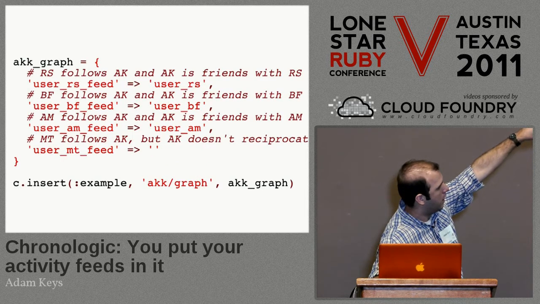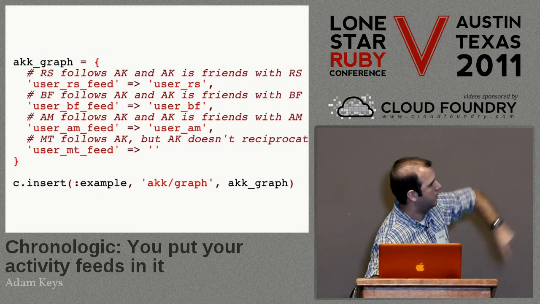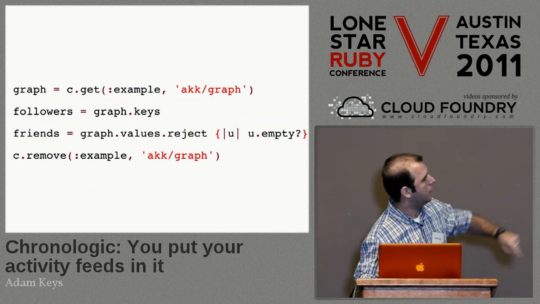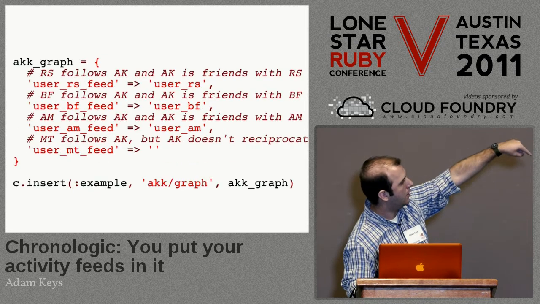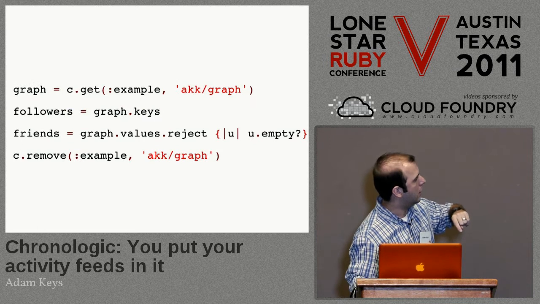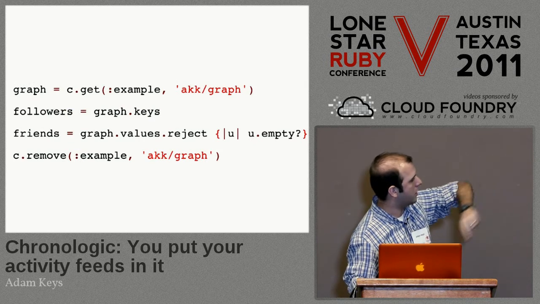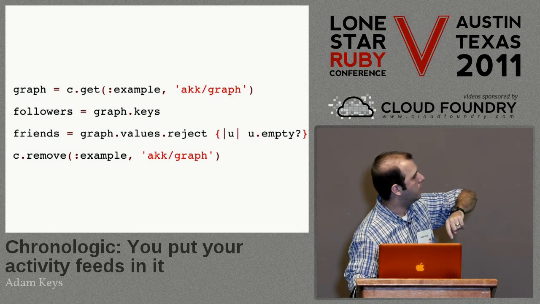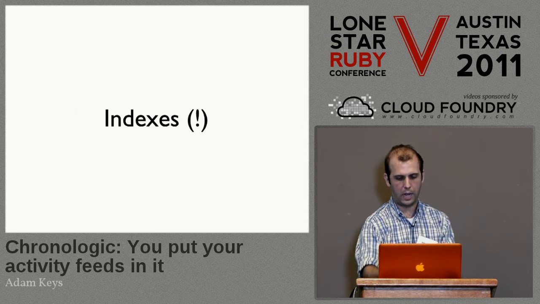So my followers would be RS feed, BF feed, AM feed, MT feed, and the people that I actually follow back are the guys on the right. And you reject for empty strings. So that's a really simple way to store a social graph.